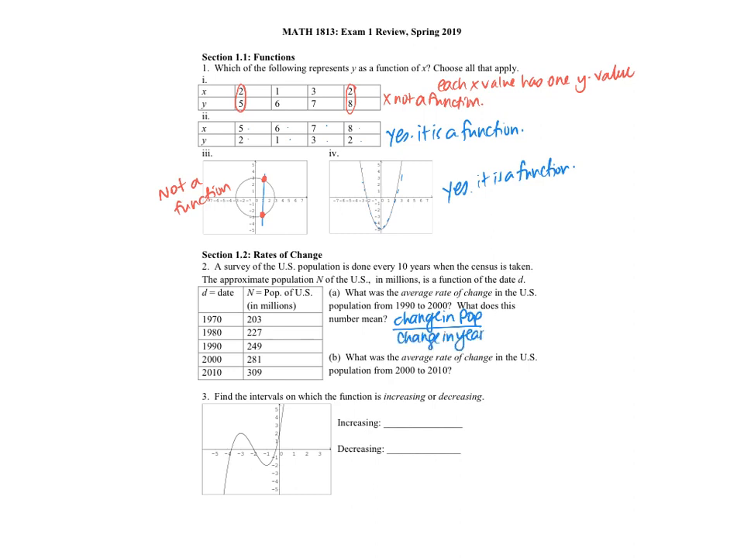If I look at the population in 2000, it's 281, and I want to subtract off the population in 1990, which was 249. So I can subtract those two quantities to see how much the population changed. And then over the change in years, I want to do 2000 minus 1990, so that's going to be 10 years. So 281 minus 249 gives me 32, over 2000 minus 1990 is 10. So that's 3.2.